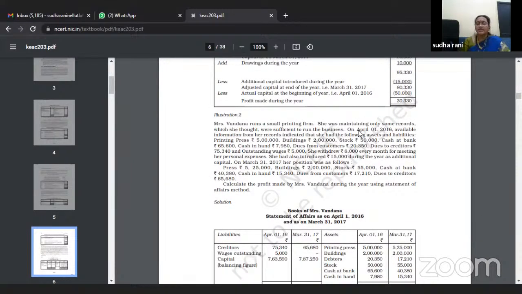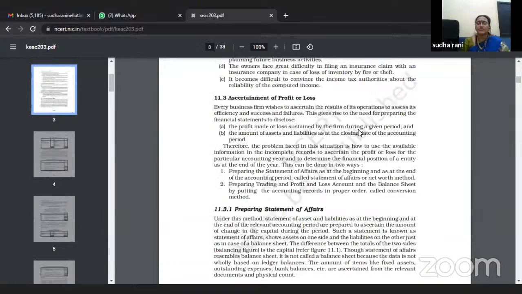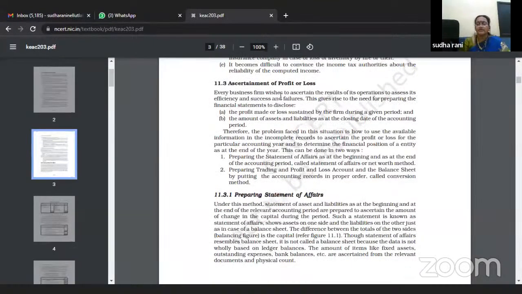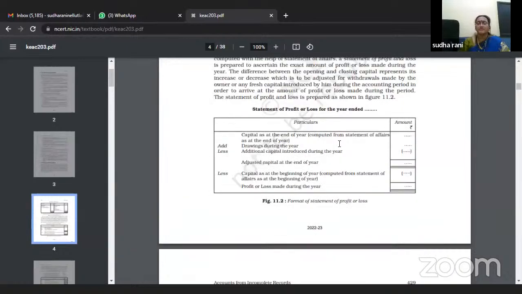Please take a screenshot of this pro forma. If you know the pro forma and are able to identify the theory part, I'll give you or share with you the notes by the next class. Please take this pro forma. Statement of affairs, take the statement of affairs. Next, take the statement of profit or loss. Screenshot of the statement of profit or loss.